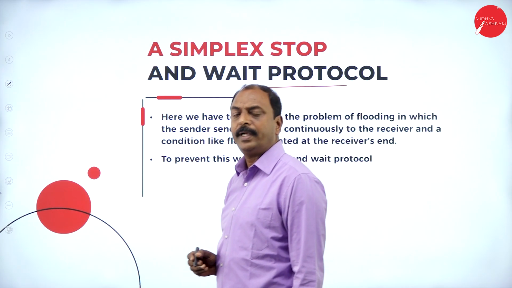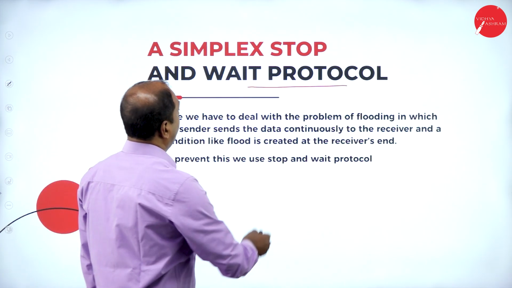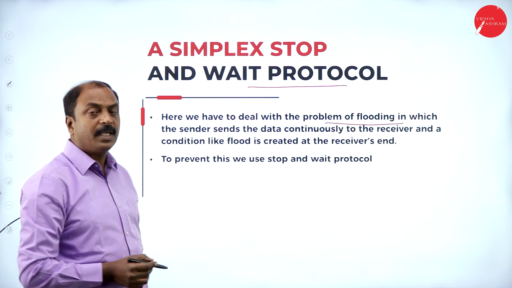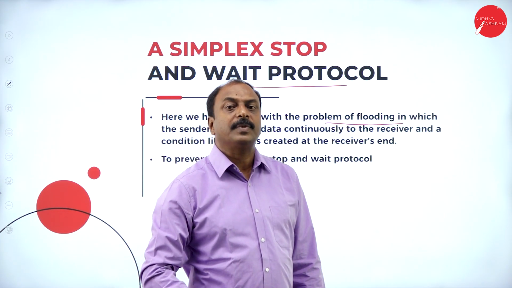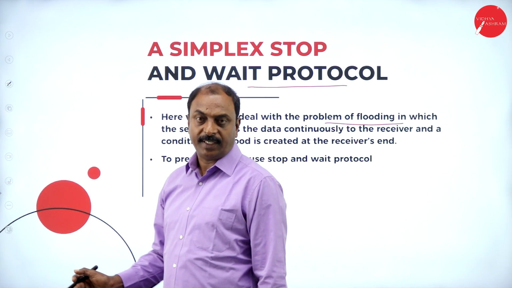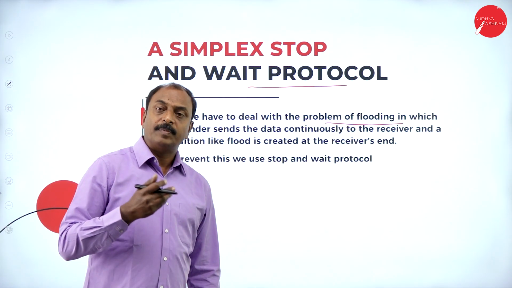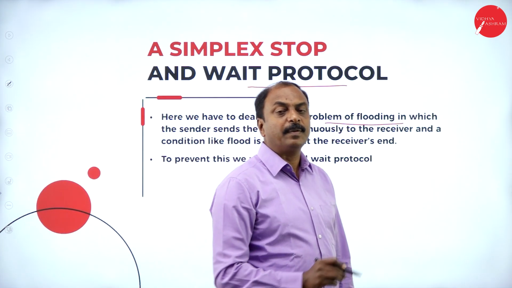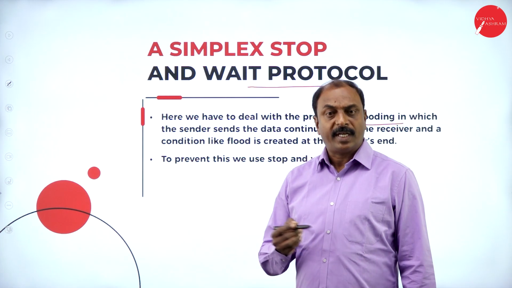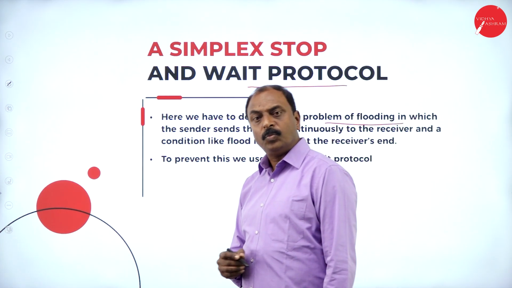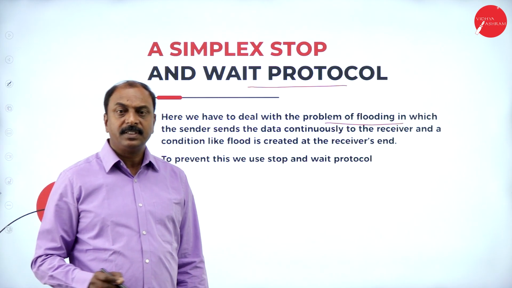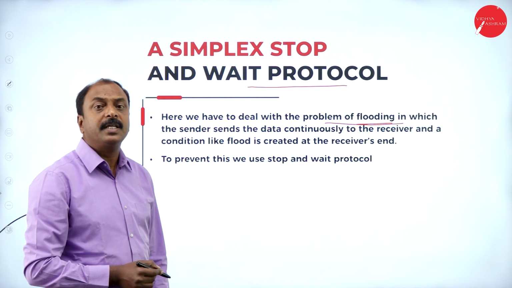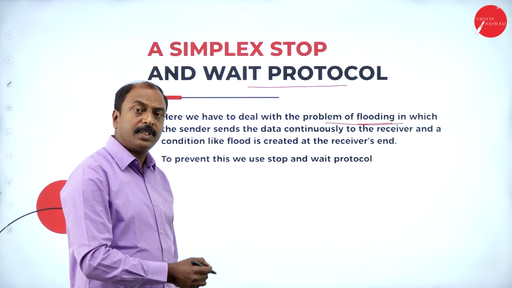So what is the stop and wait protocol? Here we have to deal with the problem of flooding. So what is flooding here? Suppose the data is transmitting from the sender end continuously to the receiver end. The sender is going to transmit the data unconditionally, continuously, simultaneously to the receiver end. During transmission, all the packets are moving towards different network devices in a network. So it is a sort of flooding. It is nothing but unconditional transmission of data from sender to the receiver end.